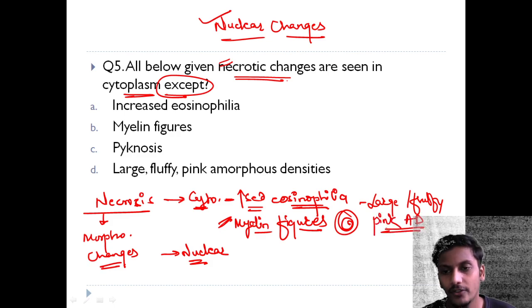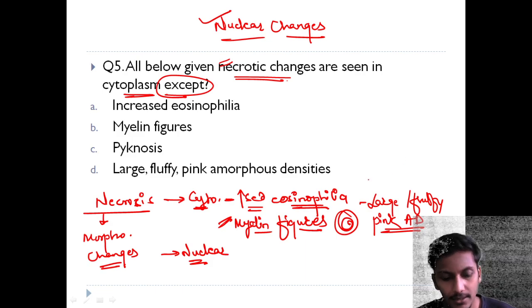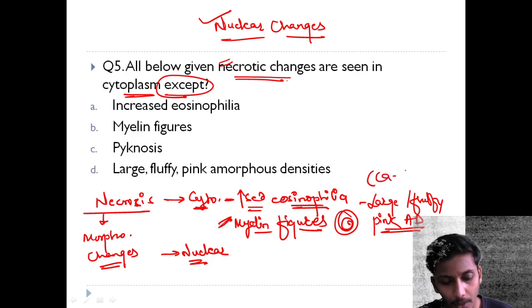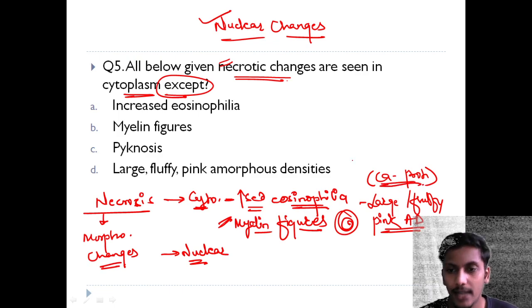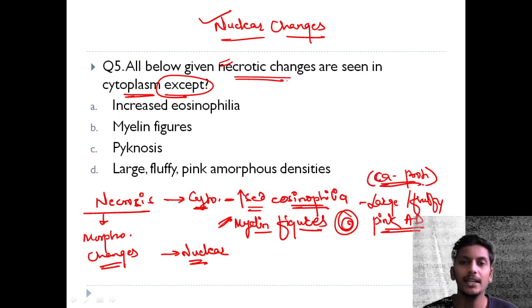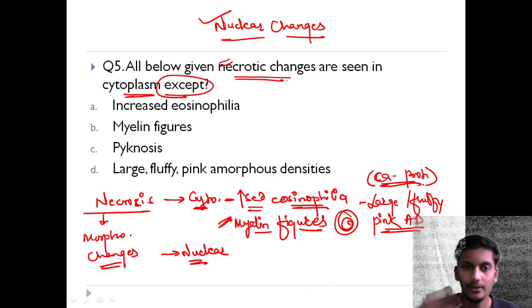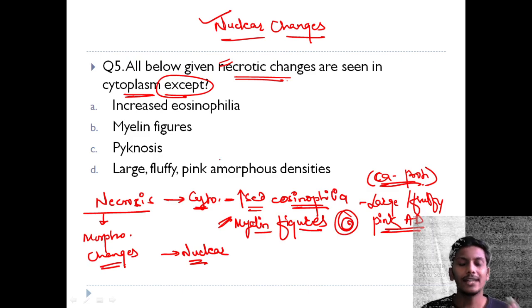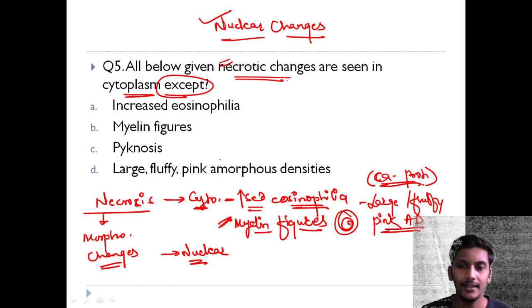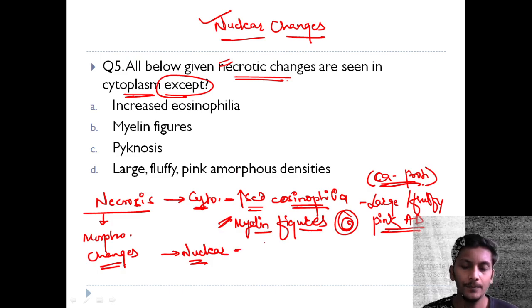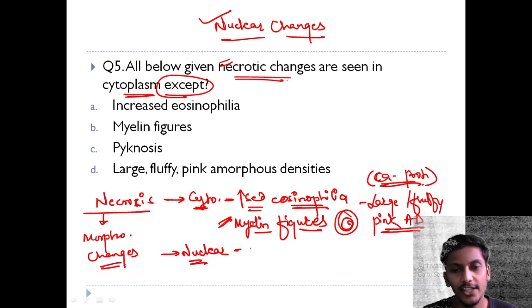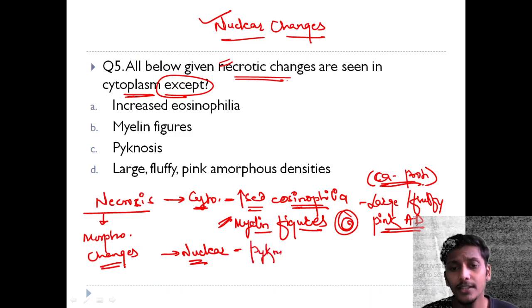And what are these amorphous densities made up of? Please remember, these are nothing but calcium protein complexes. So what are all the cytoplasmic changes seen in necrosis? Increased eosinophilia, myelin figure formation, and large fluffy pink amorphous densities due to calcium protein deposition. Then what are the nuclear changes that we can see? Please remember, the first nuclear change that occurs usually is known as pycnosis.